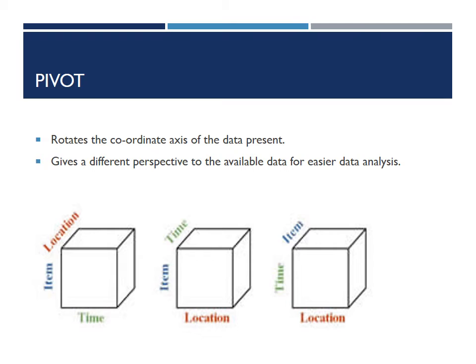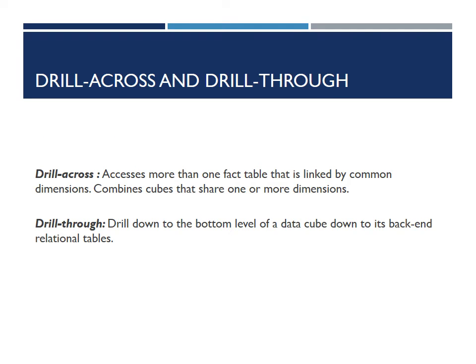Pivot. With the pivot operation, we can rotate the coordinate axis of the data present. It helps us to render a different perspective to the available data for easier data analysis. Drill across and drill through. Drill across accesses more than one fact table that is linked by common dimensions. It combines cubes that share one or more dimensions. Drill through. Drill down to the bottom level of a data cube down to its backend relational tables.